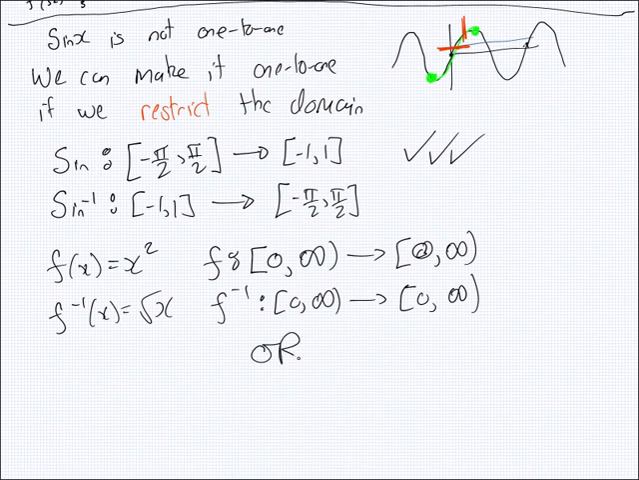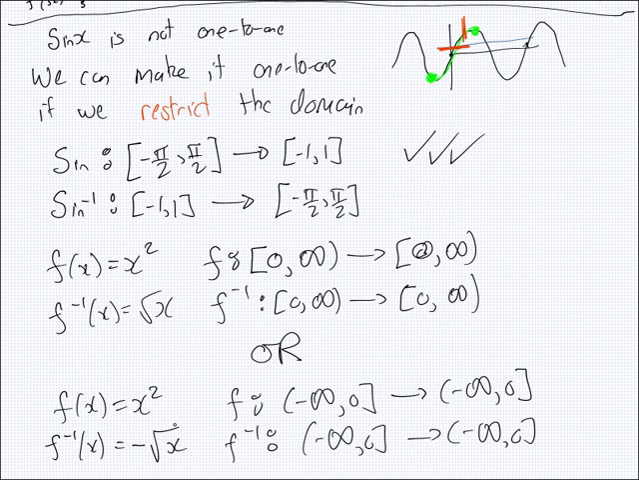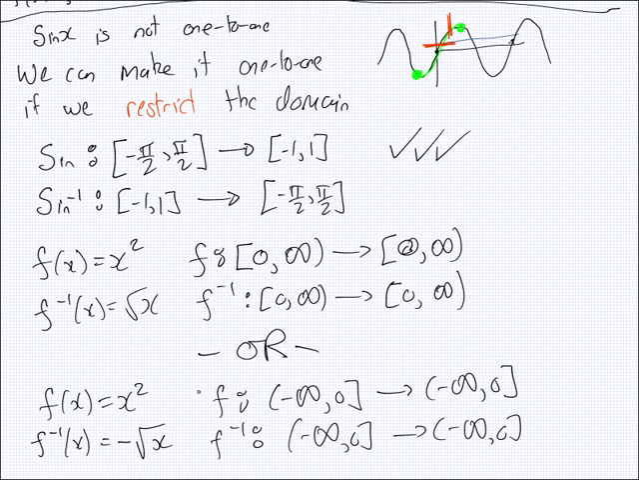But you had a second choice. You could have said f(x) is x squared, and f goes from minus infinity to 0, to minus infinity to 0, and the inverse is the same. But in this one, you would use the function f inverse of x equals minus root x. So you actually have two possible answers here that would work. Do you need to write this one down?